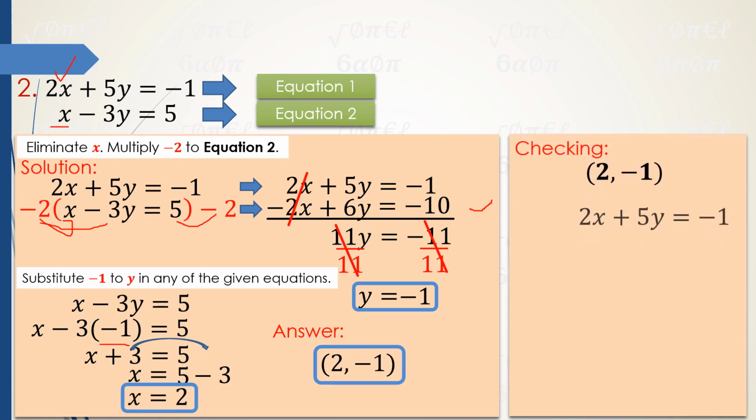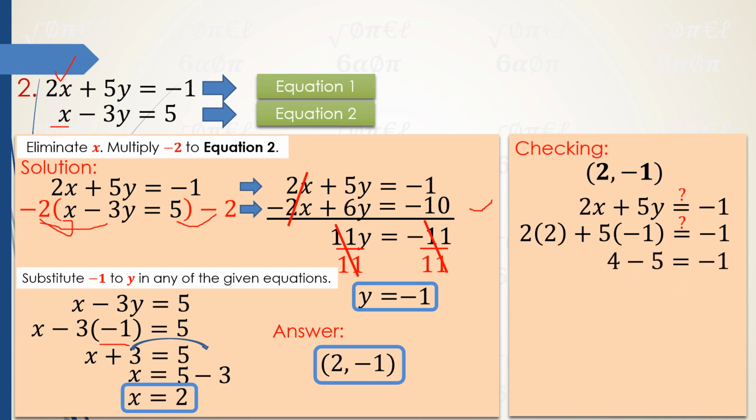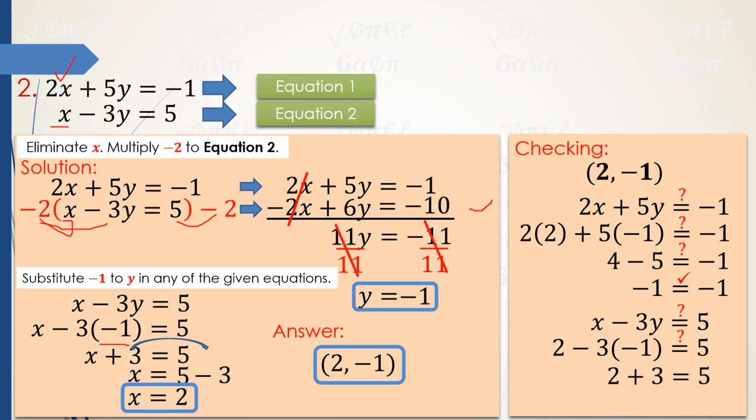So, for checking, ganun pa rin yung gagawin natin. We will just substitute 2, negative 1 doon sa dalawang equation. So, yan, sinubstitute na natin. So, we have 2 times 2 is 4. 5 times negative 1 is negative 5. Are they equal to negative 1? So, 4 minus 5 is negative 1, which is also equal to negative 1. And of course, pati kay equation 2, papalitan natin ng 2, negative 1, yung x and y. So, we have 2 minus negative 3 times negative 1. So, yung negative 3 times negative 1 is positive 3. So 2 plus 3 is 5, and 5 is equal to 5.